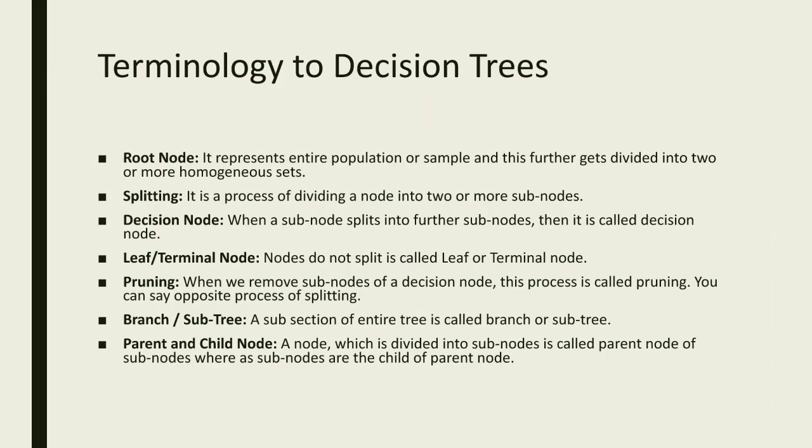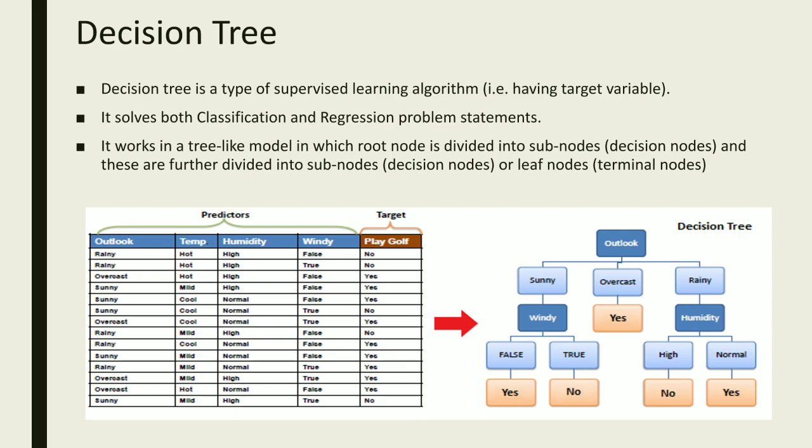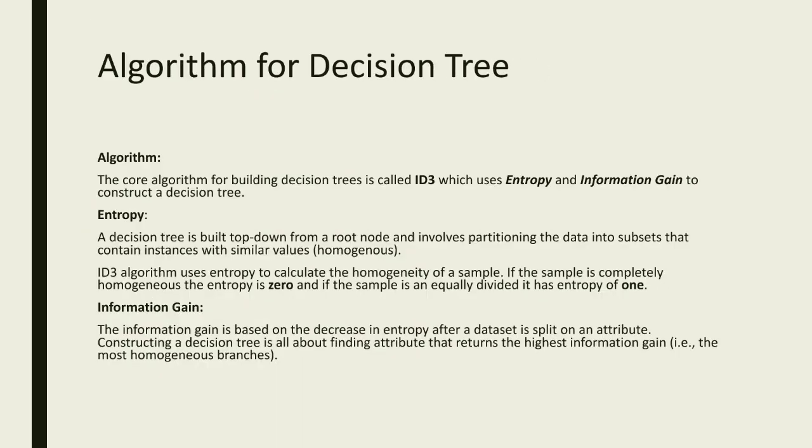Next is the branch or the subtree. A subsection of the entire tree is called a branch or a subtree. Then there are the parent and the child node. A node which is divided into subnodes is called a parent node of the subnodes, whereas the subnodes are the children of the parent node. If we go to the previous slide, I can say the root node is my outlook, and the last nodes where I have written yes, no, no, yes, these are my leaf nodes, that is my decisions.